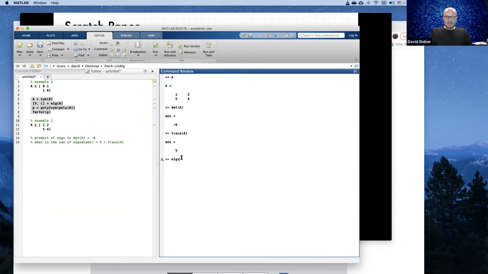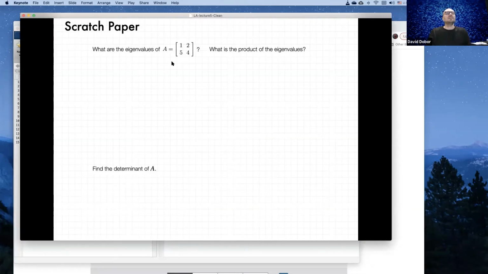So let's check. 6 and -1, right? It's exactly right. 6 and -1 have to be the eigenvalues. These are the only two numbers whose product is -6 and the sum is 5. Okay, you can solve it as an equation if you'd like, just to figure this out.